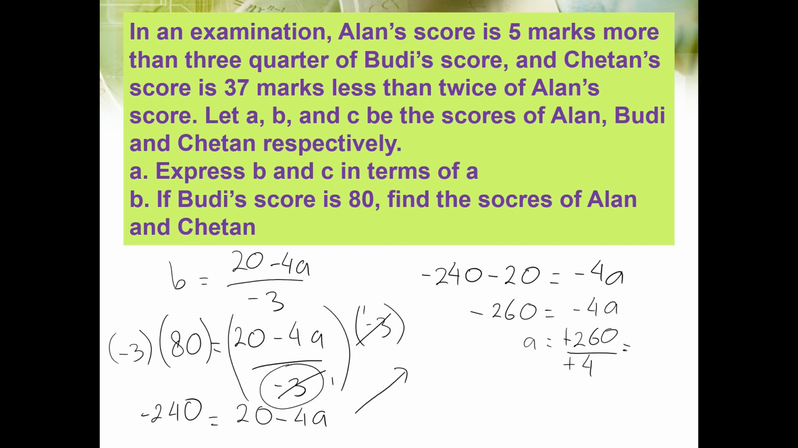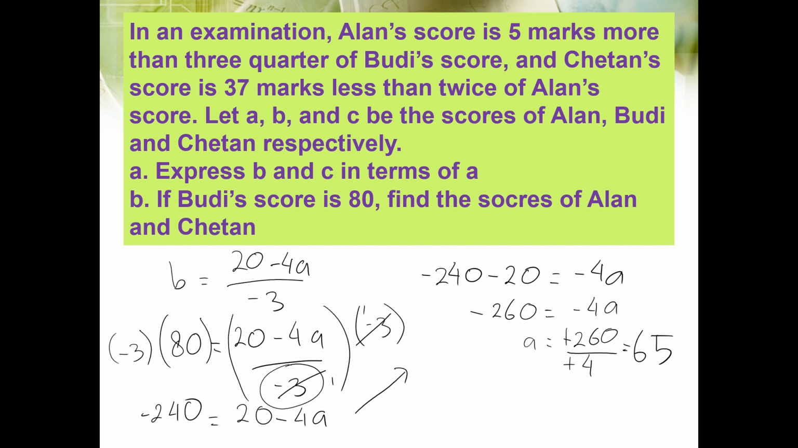260 divided by 4, we can change into mixed number again. So it will make 6 to, oh no, this is the whole number actually. 6 times 4 is 24, and 5, this one. Okay, we get Alan's, and now continue with Chetan.